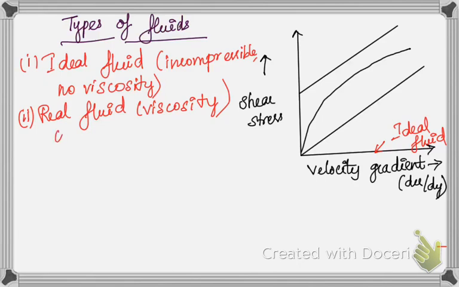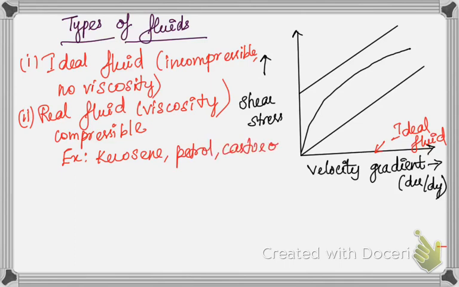And importantly, they are compressible in nature. You can compress these kinds of fluids. The best examples for real fluids will be kerosene, petrol, castor oil. So these are some of the examples of a real fluid.